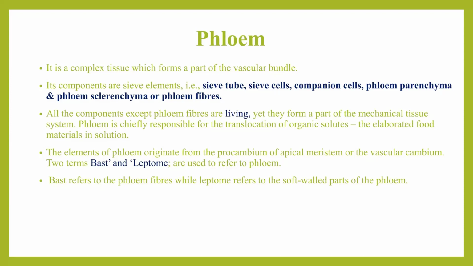Another name for phloem is bast or leptome. These terms are used to refer to the phloem. Bast refers to the phloem fibers, while leptome refers to the soft-walled parts of the phloem, other than the phloem fibers: sieve cells, sieve elements, companion cells, and phloem parenchyma.